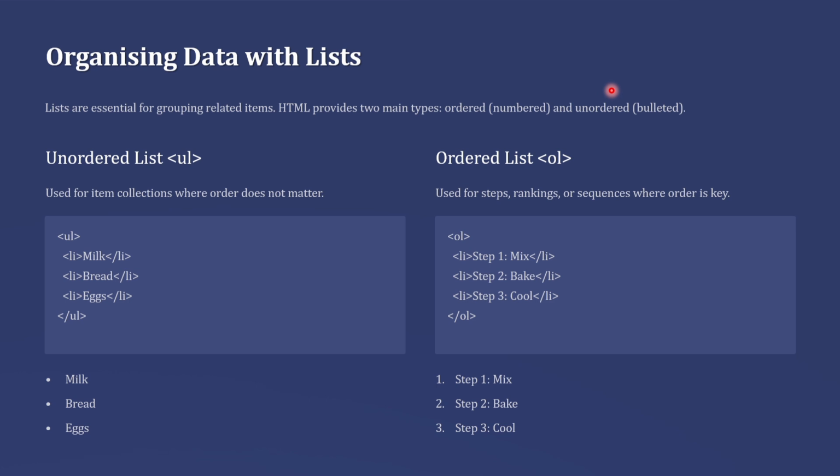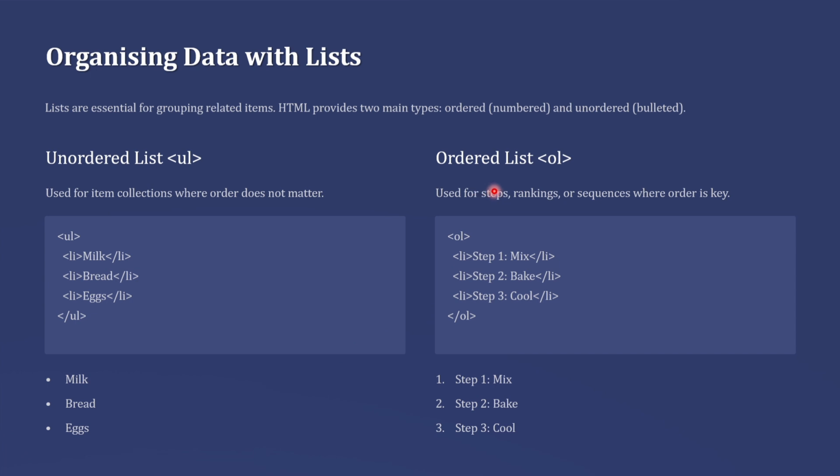Next, we have lists. These are a crucial part of structuring information, allowing you to group related items. HTML provides two main types, ordered and unordered. The unordered list is used when the order of items does not matter. For example, a shopping list. It doesn't matter if you buy the milk before the eggs or bread after the milk. These display as bullet points by default, like this.